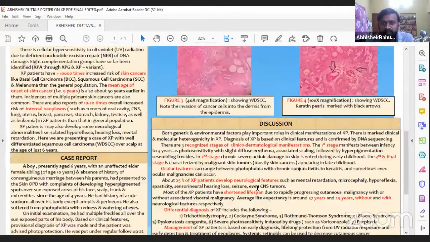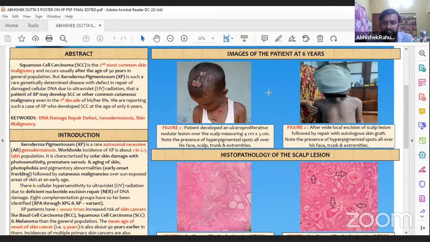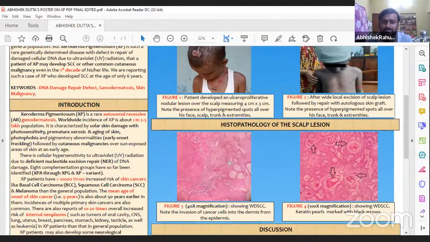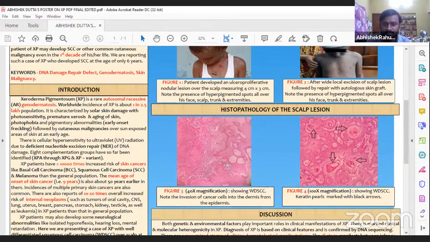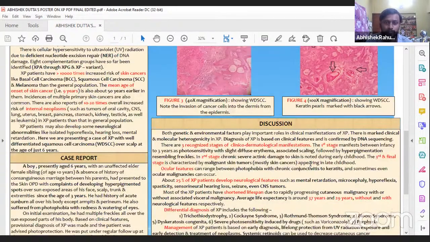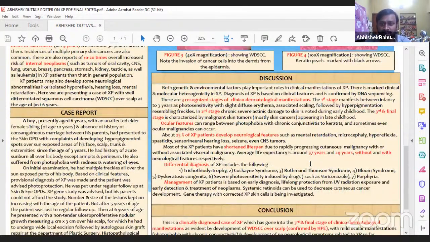Now, moving on to the images, figure 1 and figure 2 are showing the images of the patient. Figure 1 showing the ulceroproliferative nodular growth over the scalp of the patient. Figure 2 showing after the wide local excision of that lesion. In both the images, we can see freckles involving the trunk, upper extremities and face, and also the scalp of the patient. Figure 3 and figure 4 are showing the histopathological evidence of well-differentiated squamous cell carcinoma at 40x magnification and 100x magnification respectively. Now, discussion: both genetic and environmental factors play important role in clinical manifestation of xeroderma pigmentosum.